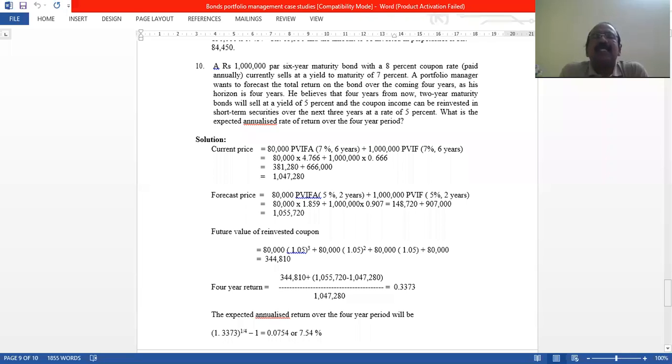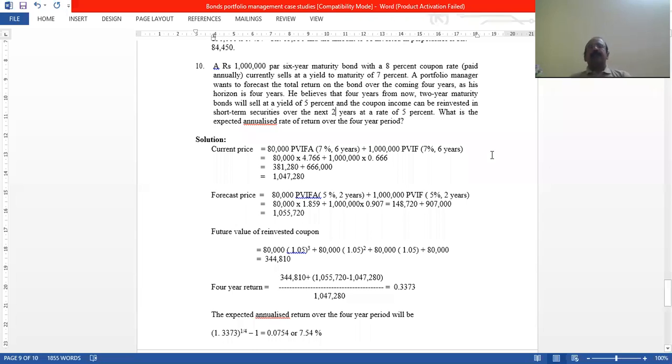So he believes that 4 years from now, 2-year maturity bonds will sell at a yield of 5%, and the coupon income can be reinvested in short-term securities over the next period of, or next 3 years at the rate of 3%. Not 3 years, sorry, it is 2 years. Next 2 years, you can correct it there. 2 years at a rate of 5%. So what is the expected annualized rate of return over the 4-year period?